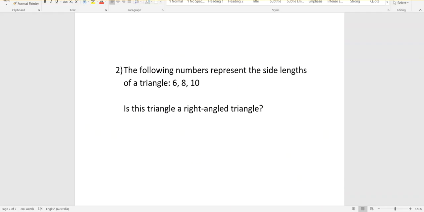For our next question, it asks us this. The following numbers represent the side lengths of a triangle: 6, 8, and 10. Is this triangle a right angle triangle? So have a go first and think about it, and we'll do it together.